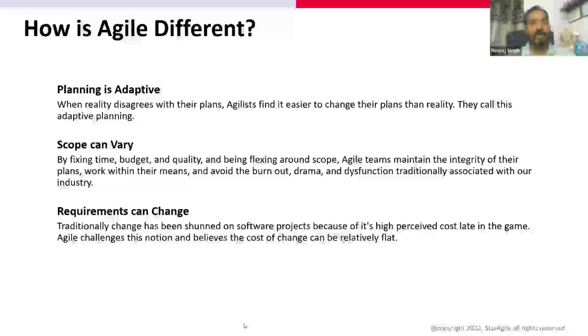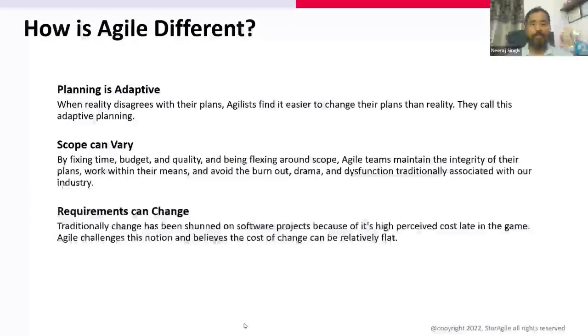So in that context, the team will look forward to having better visibility of what the business is looking at, and we can change our plans rather than the reality. So the plan is not something which is fixed. In a way, the team will build what the team or customer is expecting. Scope can vary.